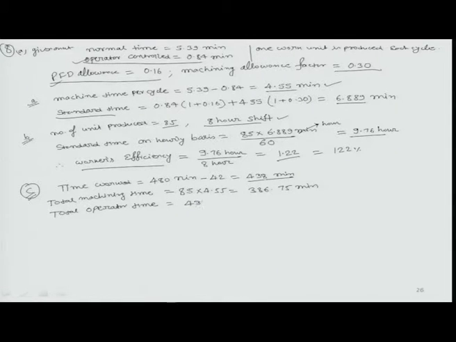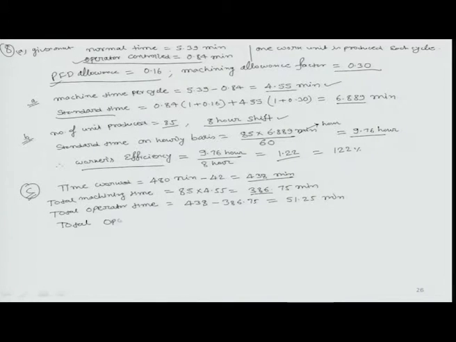This will be equal to 438 minutes, the allotted work time, minus the machine time. So, we will have to subtract this one from 438. So, this will be the operator time, and this is equal to 51.25 minutes. Okay.